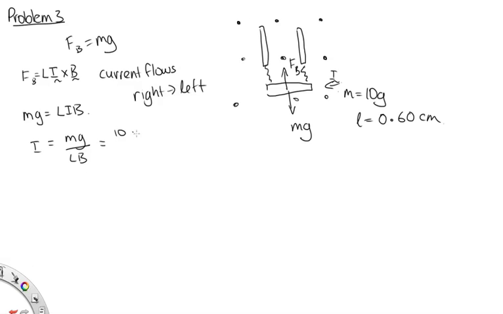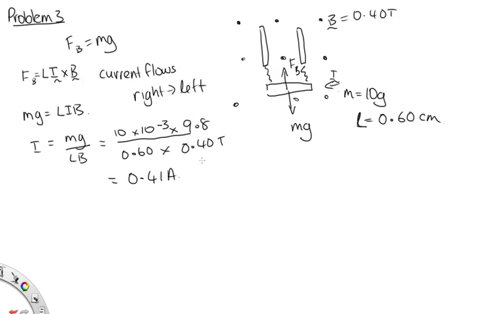So m is 10 grams, so that's 10 times 10 to the minus 3 kilograms. g is 9.8. The length we're told over here, let's make it a capital L, is 0.60. And our magnetic field has a strength of 0.40 teslas. So B is equal to 0.40 teslas. So now solving this on the calculator, we end up with 0.41 amps. And we've got the direction up here, right to left. Okay, so that's the answer to that problem.